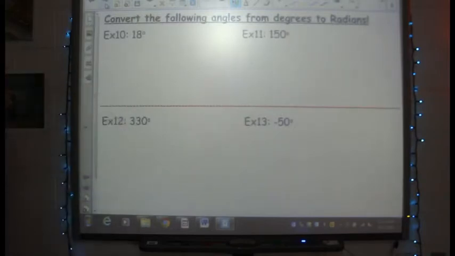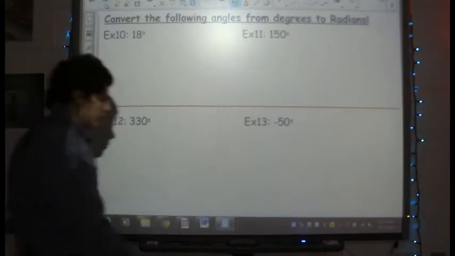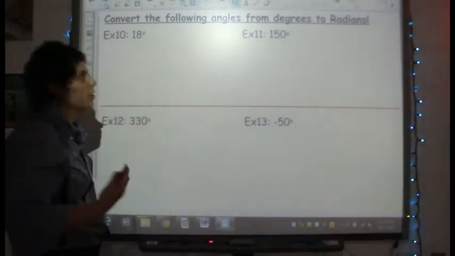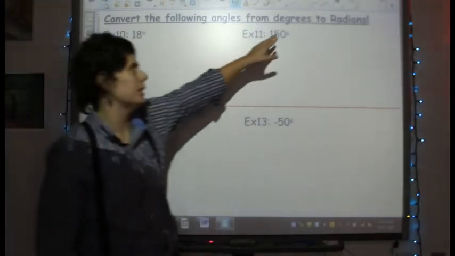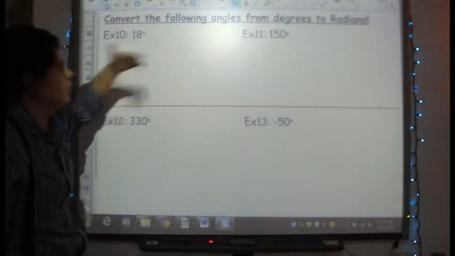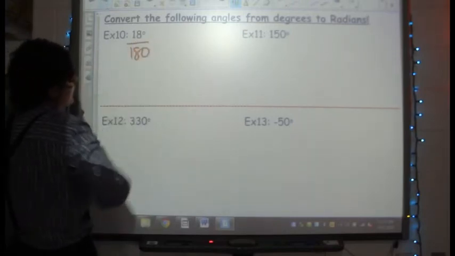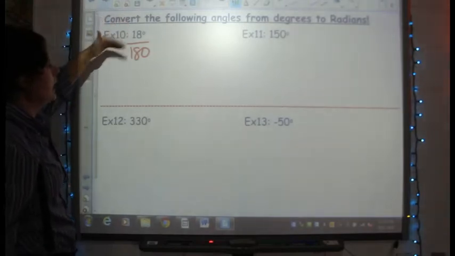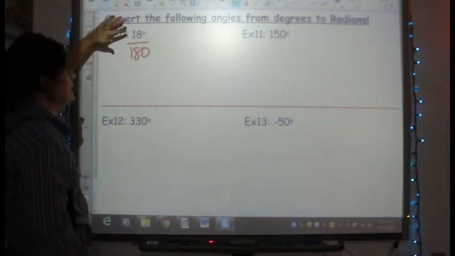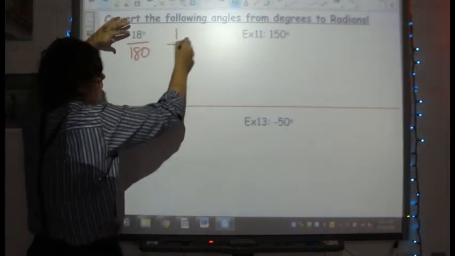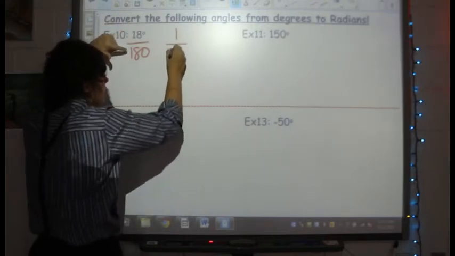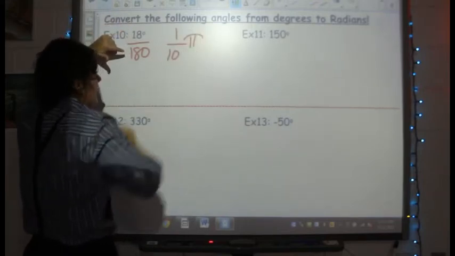All right, so number 10, convert the following angles from degrees to radians. I know that they're in degrees because they have the little degree sign. That's how I already know they're in degrees. So I'm going to change them into radians. And to do that, all we got to do is divide by 180. Well, 18 and 180 have 18 in common. So 18 divided by 18 is 1. 180 divided by 18 is 10. And then I just throw a pi out back.